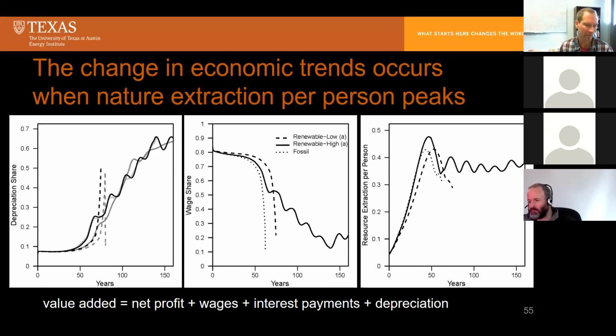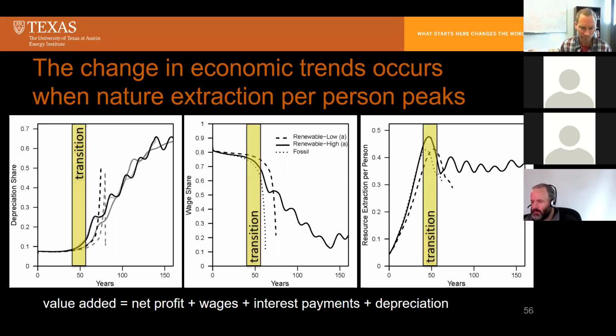And on the left is the depreciation share, the fraction of value added going to depreciation. So there's this transition period, again, paying attention to the high investment case, the solid line. This transition period is essentially characterized by the time at which you reach the peak extraction per person, which is on the right. So there's a time in which resource extraction per person is going up, and then there's a time in which it goes steady. And again, it goes steady because I'm assuming a resource like a forest that can regenerate.